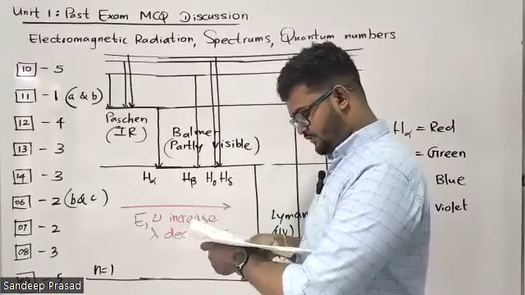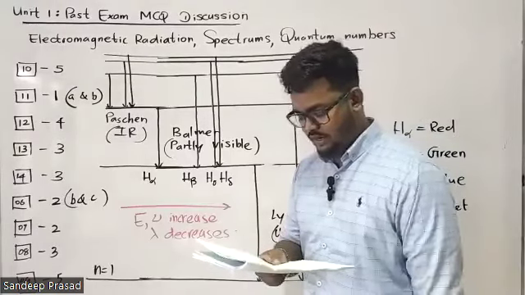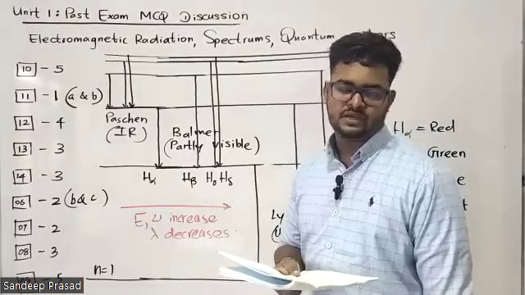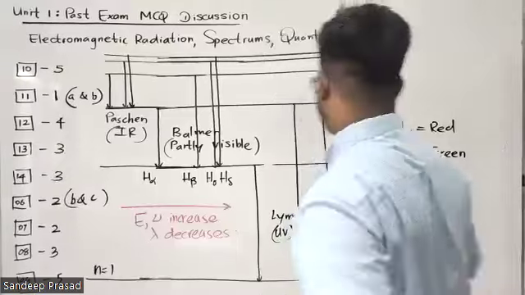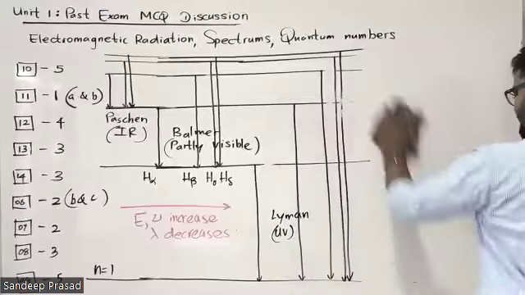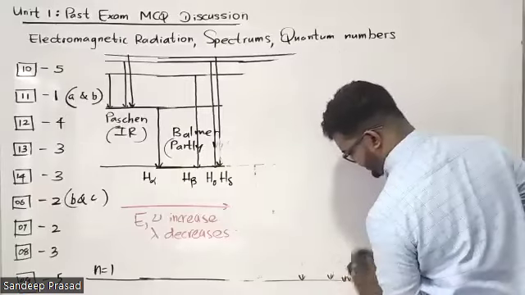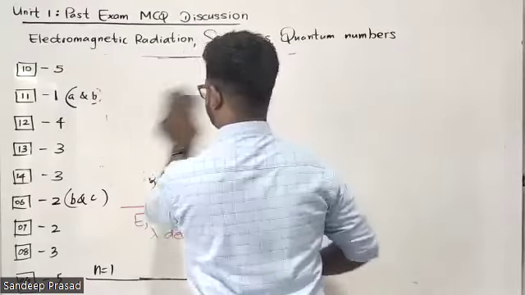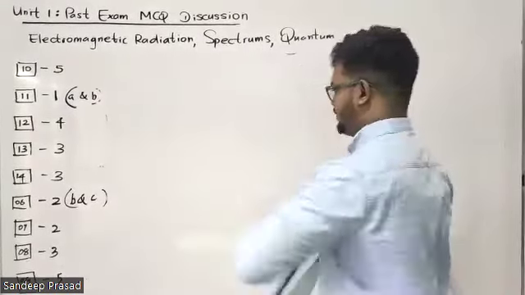Next one, which one of the following patterns corresponds most closely with the position of lines of the spectrum of atomic hydrogen? So look at the given answers. Normally when we draw the hydrogen emission spectrum, the spectral line diagram of the hydrogen emission spectrum should be like this one. The spectral line diagram for the emission spectrum.